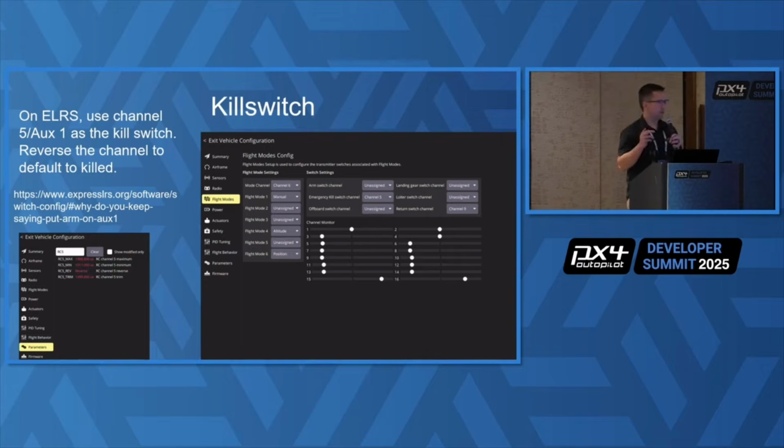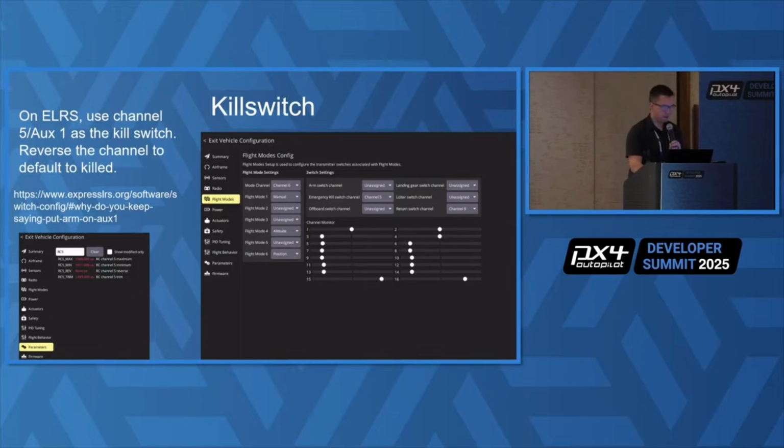And if you reverse the direction in the parameters, you can make it default killed. So when you power on your transmitter, it won't let you fully power on until you put all the switches into the default positions. And if you flip the RC5_rev parameter to reverse, it will default your transmitter to killed.